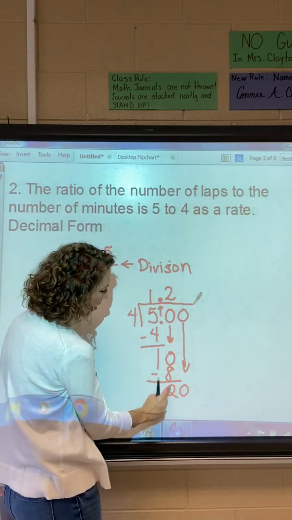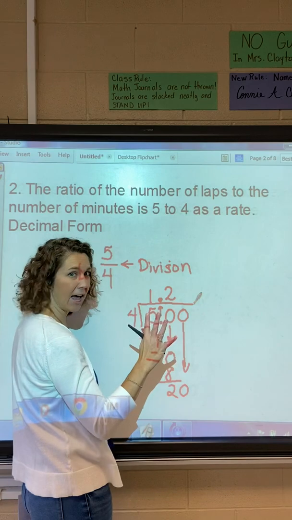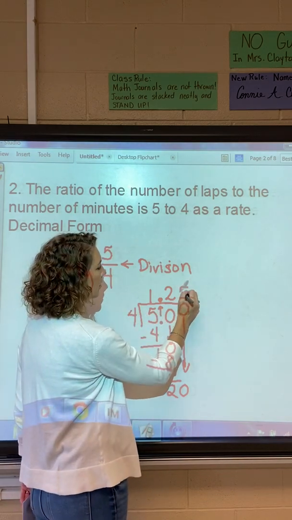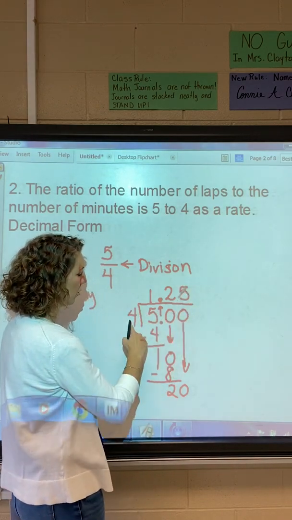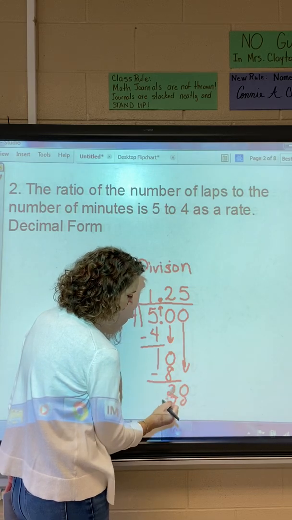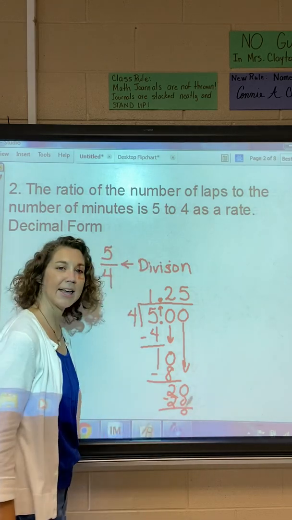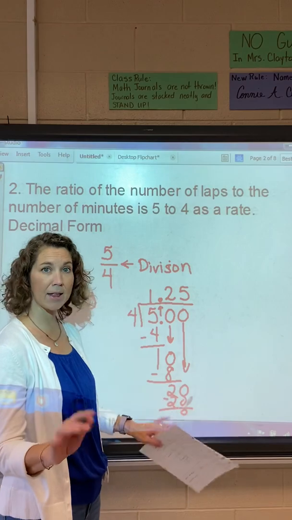Okay, so 4 will go into 20 5 times. 4 times 5 is 20. So we're going to put a 5 up here on top. 4 groups of 5 is 20. And now when I subtract, I get down to 0. So I'm done with my math problem.